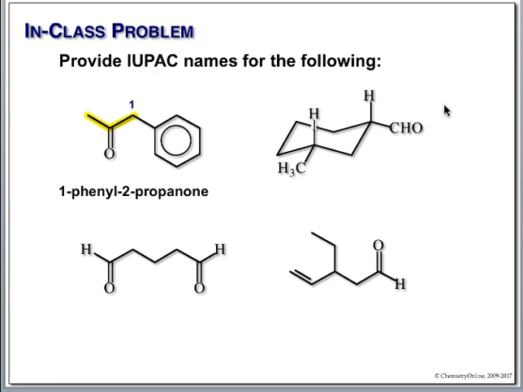Over here we have a 6-membered ring, so this is a cyclohexane. It's a cyclohexane with a carbaldehyde group and a methyl. We're going to let this be carbon 1. Carbaldehyde comes first in the alphabet, which makes this a 3-methyl. We could name this then 3-methylcyclohexane-1-carbaldehyde.